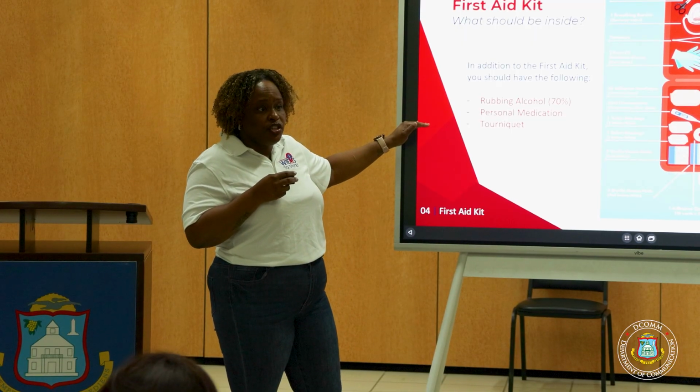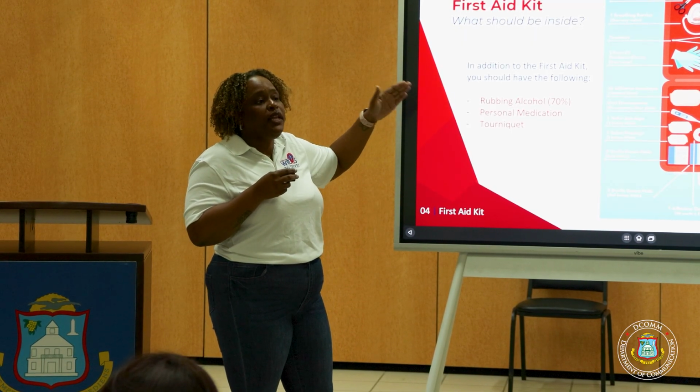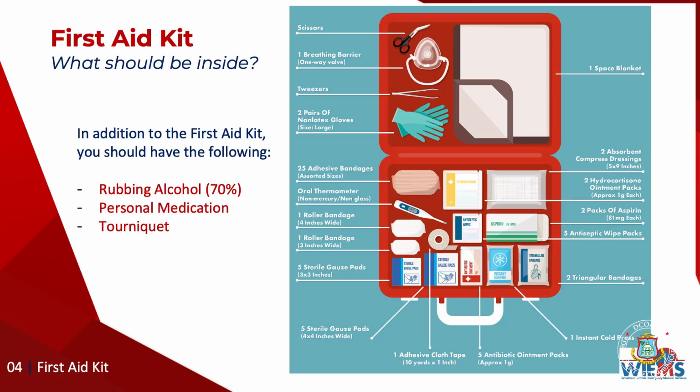Your personal medication. If you can't have extra medication in your first aid kit, have a list of the medications you use, all right? So you have a list in there, or if you have a family member that is ill, elderly parent, etc., have a list of their medications in that first aid kit. A tourniquet. You can buy a tourniquet online. Most first aid kits do not come with a tourniquet. A tourniquet is if you're bleeding.